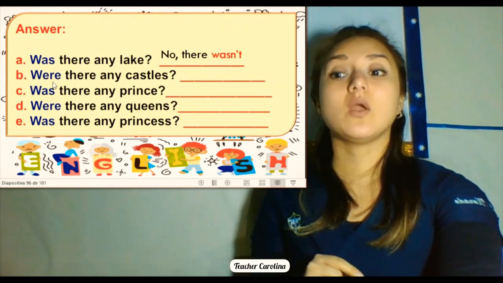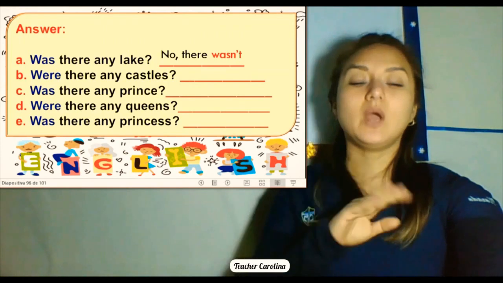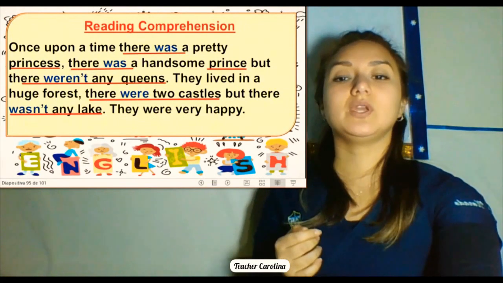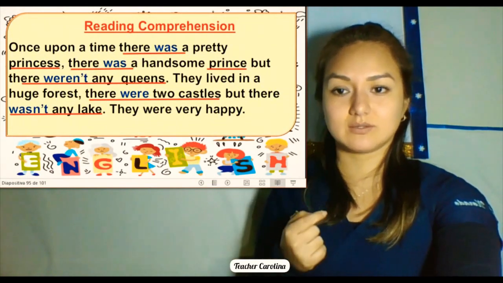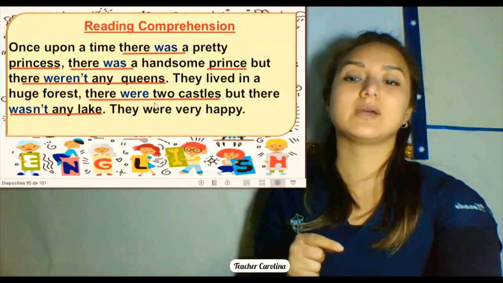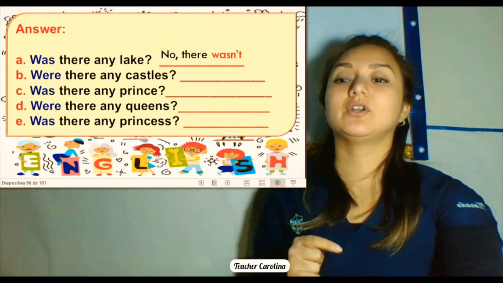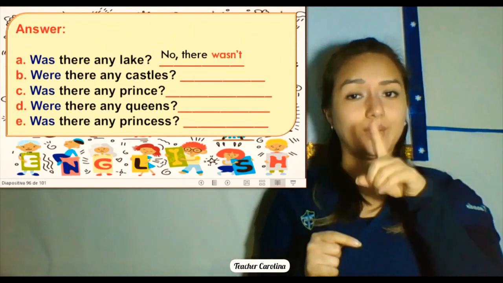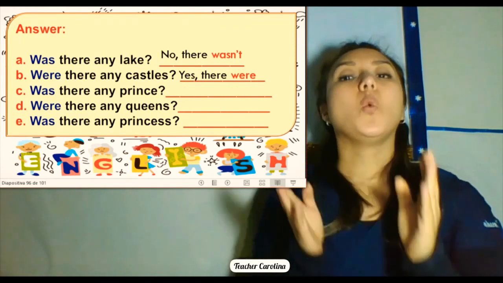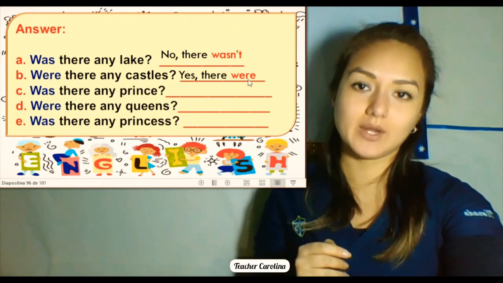Now, letter B. Were there any castles? You remember? No? Let's go back in order to remember. So we have in here castles. Take a look. There were 2 castles, right? So it's going to be yes or no in letter B. Were there any castles? Yes, right? So, yes, there were. Because my question is with were, you are going to use were in the answer.